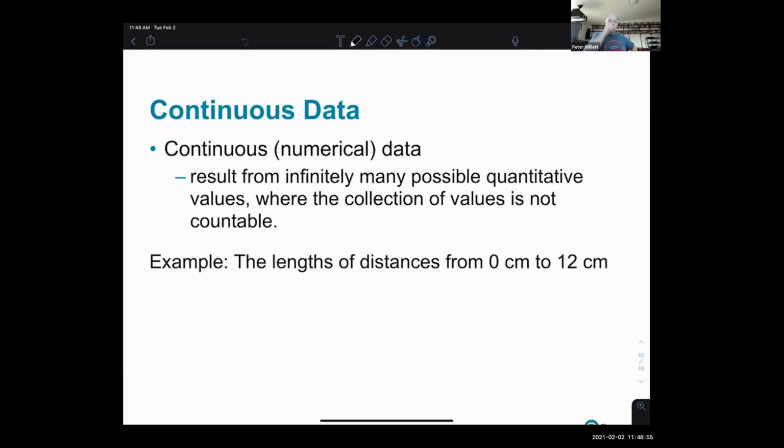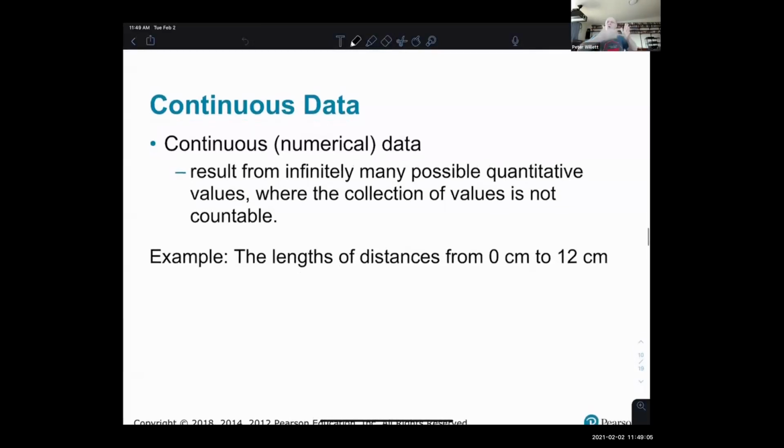You're literally measuring the same thing, but a lot of times the way you measure will change the kind of data you get. Because remember, the data are the observations. They're what you see. And so the way you allow yourself to see something will determine what kind of observations you'll get.